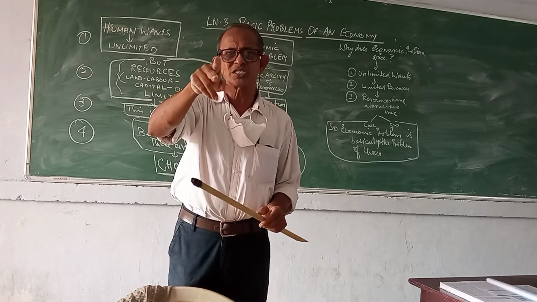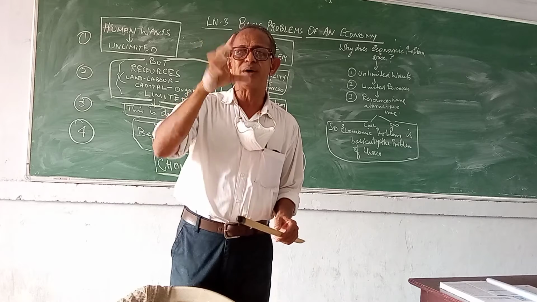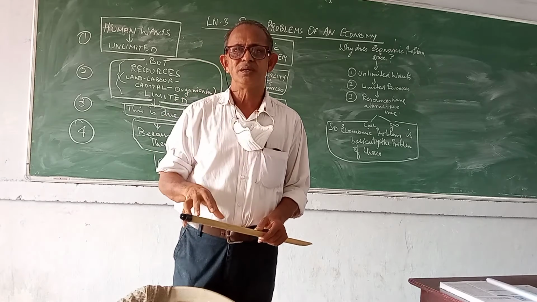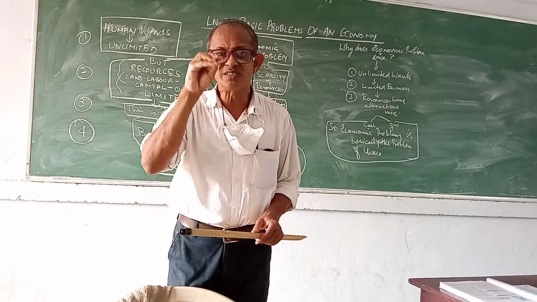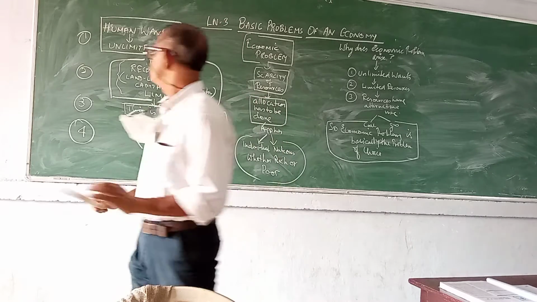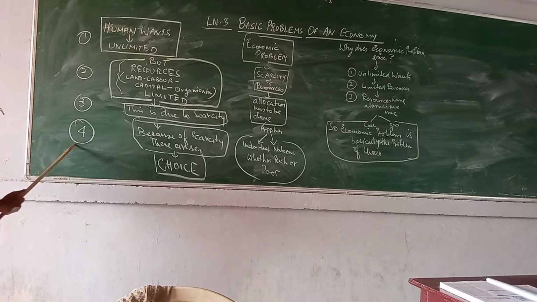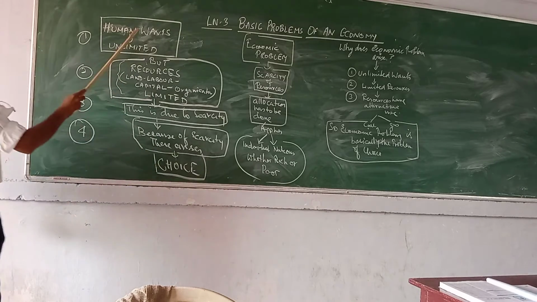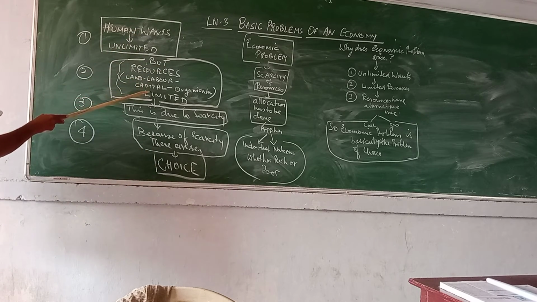Why does the question of choice come? Because the resource in the form of money is limited with me. So, even money is considered as a resource. Your energy is considered as a resource. Now, I am sure you must have understood this segment. Human wants are unlimited, resources are limited because they are scarce, and because of scarcity there arise choices.